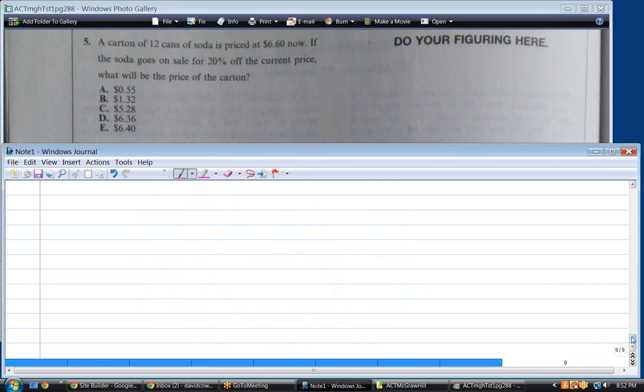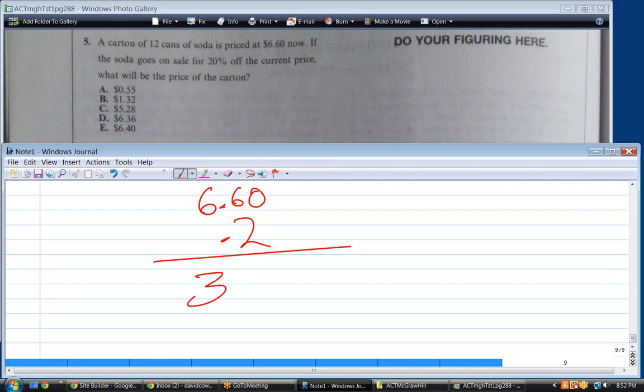A carton of 12 cans of soda is priced at $6.60. The soda goes on sale for 20% off. What would be the price of the carton? 20% of 660. So that's your first step. You're going to take 20% of 660. That is not 320. I can't do math all of a sudden. That is $1.32.